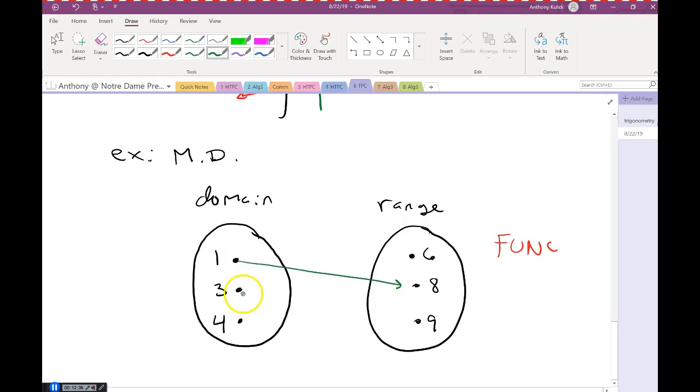What if I have this? Is this a function? No. Why not? Great, because 4 doesn't pair with anything. So we have one member of our domain that doesn't have a pair. So this is not a function.